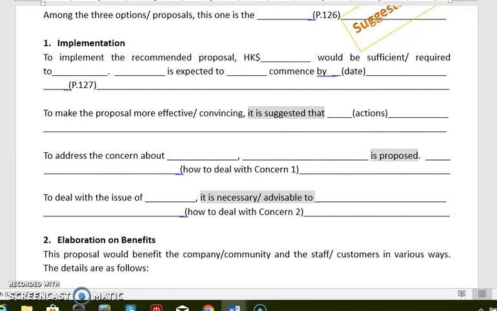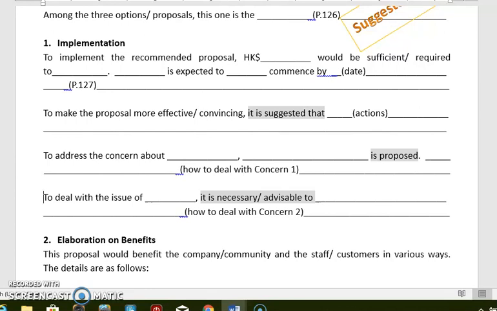As you may remember, in part 1, for each initial proposal, you will see 2 concerns. In part 2 of your test paper, you will see the solutions suggested to deal with the 2 concerns. You will start the paragraph by saying, to address the concern about, for example, if the concern is about manpower, you put the word manpower, to address the concern about manpower. And then this is the suggestion. Again, for the suggestion, you will need to make use of the keywords given, the points given on your test paper in part 2.